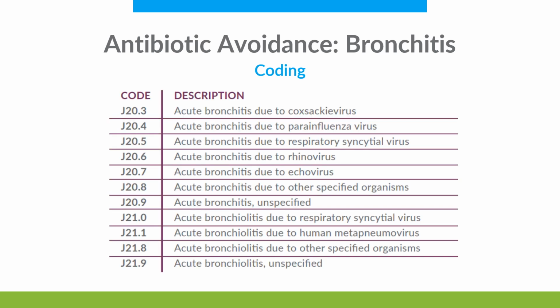In this slide, you can see the different codes that can be used to code for acute bronchitis, and each of these different codes is associated with the cause of that particular acute bronchitis, for example, rhinovirus, echovirus, and the remainder that you see on this slide.